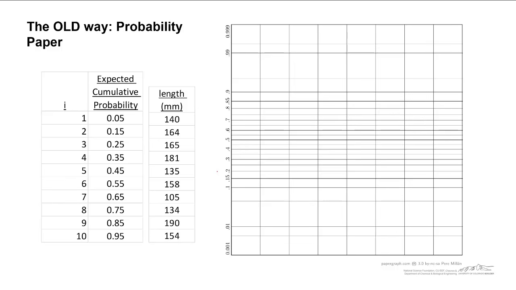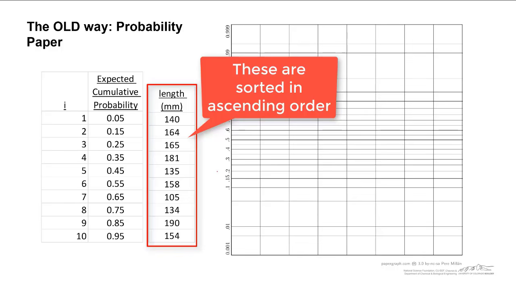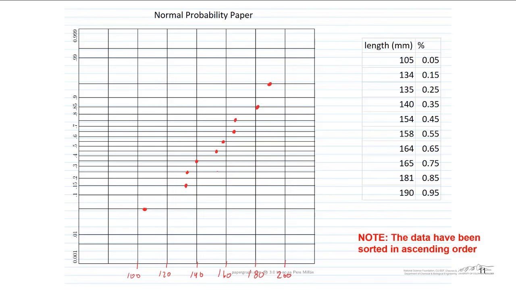The old way of doing this would be to first sort your lengths. So we would first have to sort the lengths in ascending order, and then you would plot these on probability paper. Over here on the right, I have sorted our lengths from smallest to largest, and those correspond to our cumulative probabilities, 0.05 up to 0.95. On normal probability paper, we would then plot these pairs. For example, we have 105 that occurs at about 0.05 frequency. We have 134 that corresponds to 0.15, and then we can keep going.